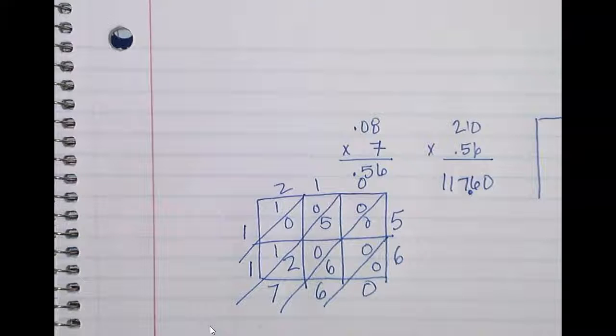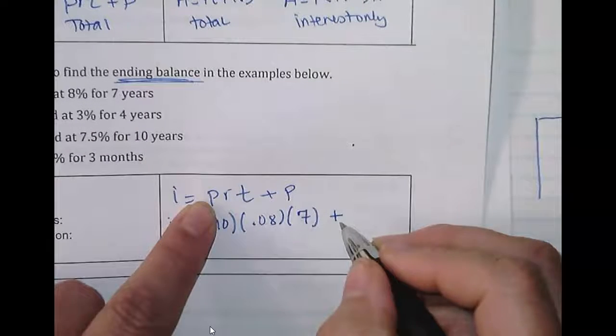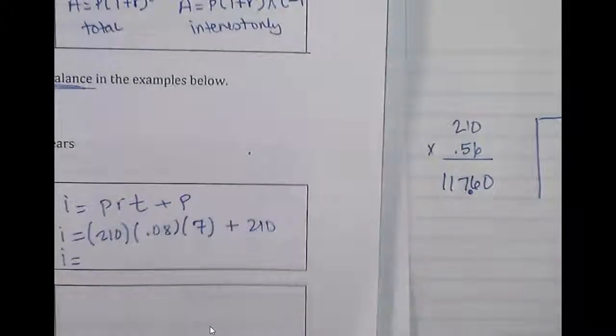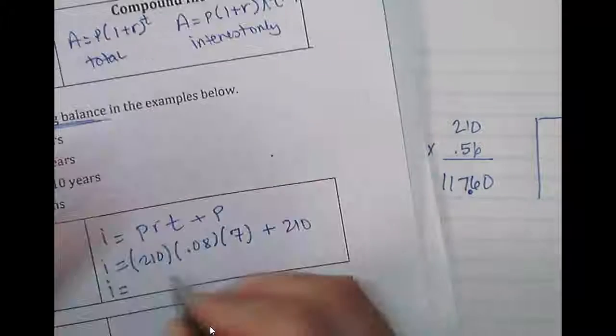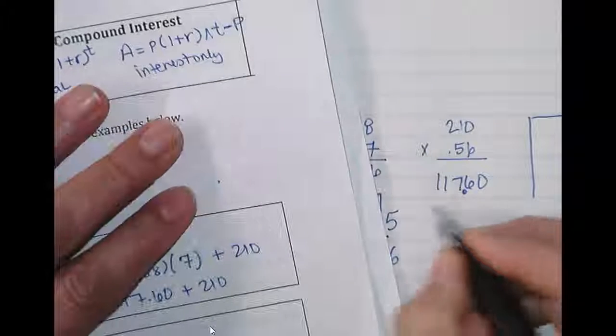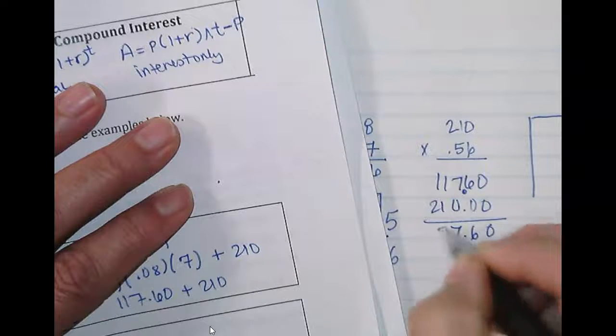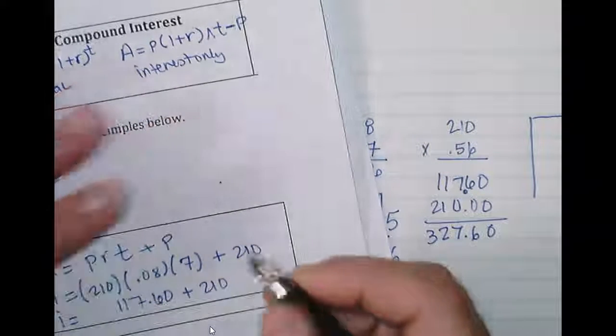But how can you have put $210 in the bank and that's all you have in the bank? I think we haven't finished the formula. Plus, yep, P. What was P? 210. So you're going to have to go back. So this piece right here was 117.60 plus 210. And yeah, you line up the decimals. 327.60.